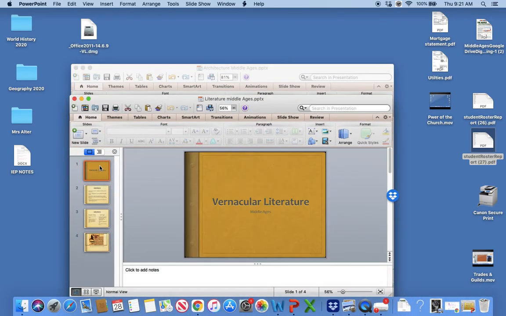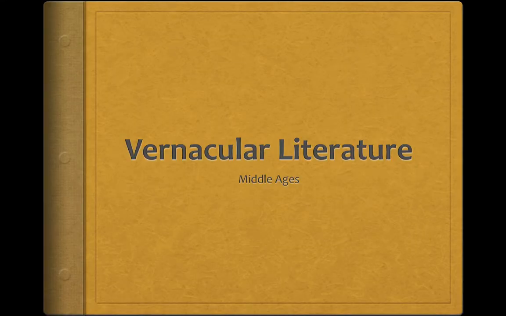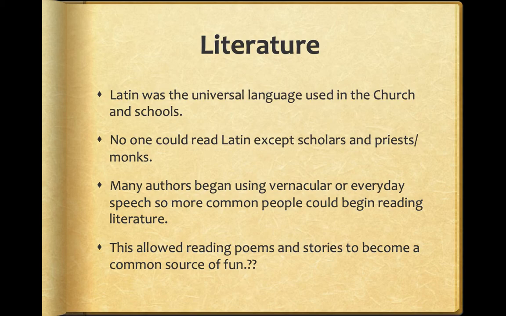So we're going to talk a little bit about literature. When everybody was writing books during this time, they were writing them in Latin, and the only people that could read Latin were scholars and priests. So some of the authors decided they were going to start to use what we call vernacular. And all that means is they're using everyday speech or slang to write the books so that common people want to read them because they'll understand them.